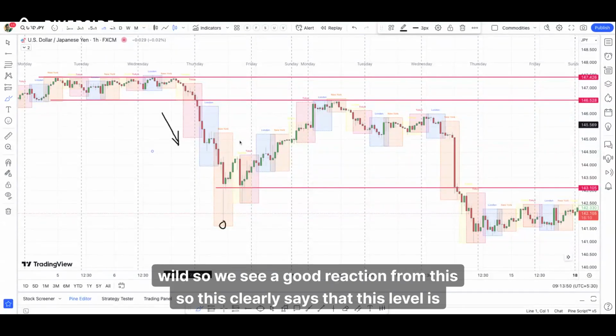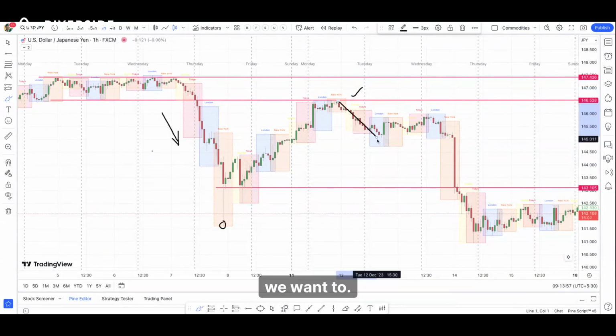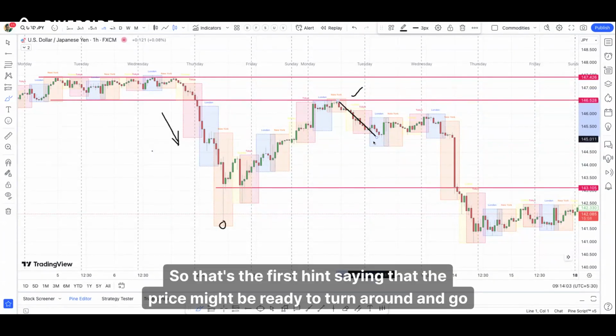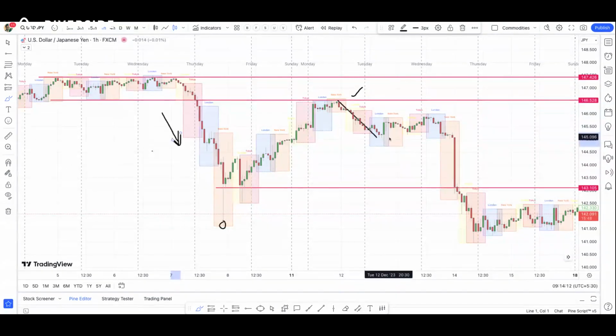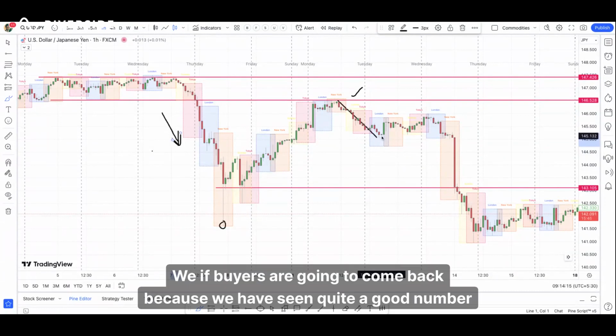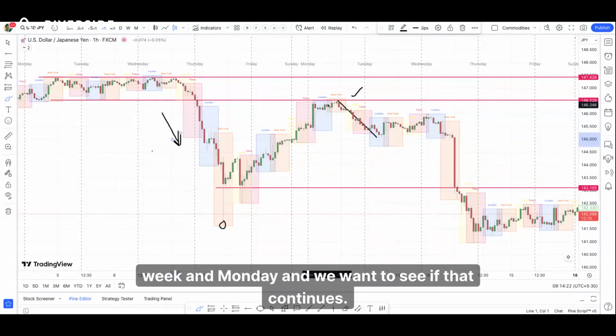So this clearly says that this level is something that we can trust because it has definitely reacted in the direction that we want. Okay. So that's the first hint saying that, hey, the price might be ready to turn around and continue the sell move that it has started right here. Okay. So we see if the buyers are going to come back, because we've seen quite a good number of buyers who have come in the last week and Monday, and we want to see if that continues.